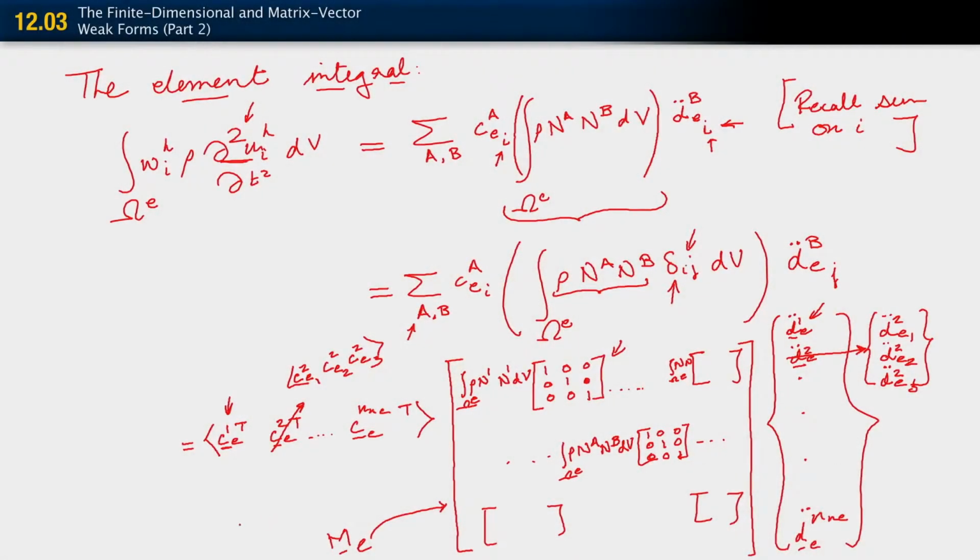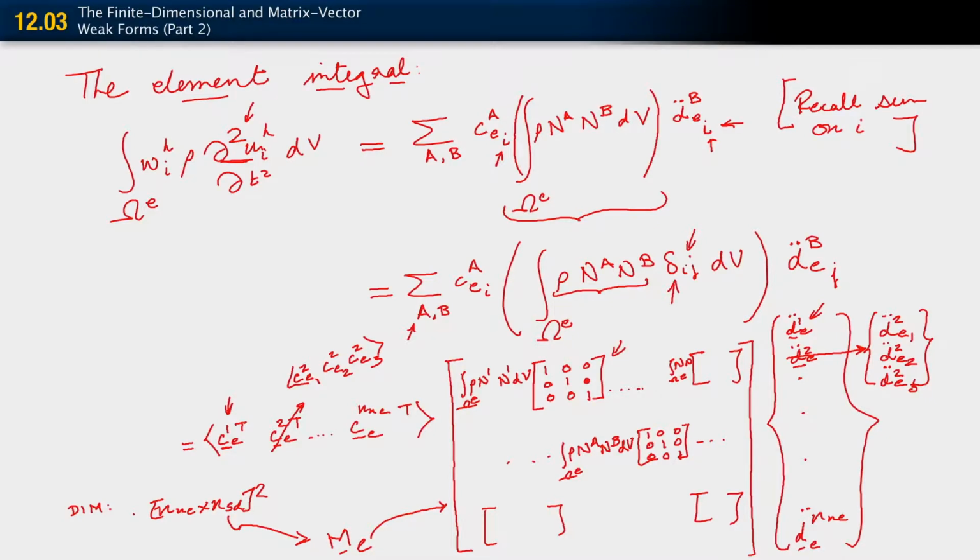It's probably useful for us to ask what are the dimensions of ME? Okay? What would they be? Right, the dimensions of ME are number of nodes in the element times number of spatial dimensions, squared. Those are the dimensions of ME. Okay? That's it. This is our element mass matrix.